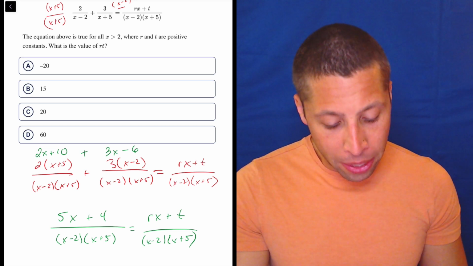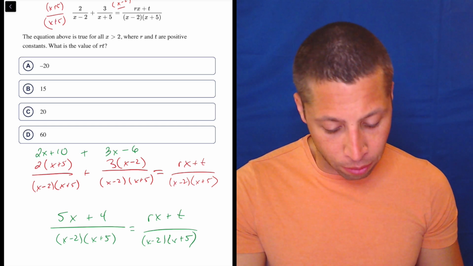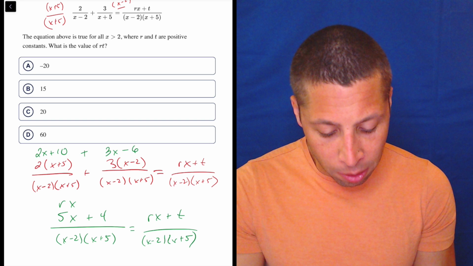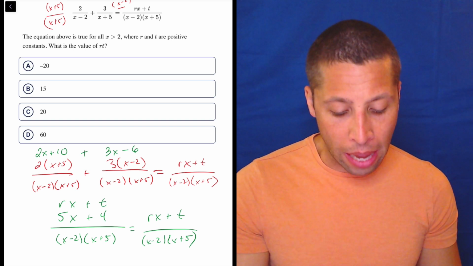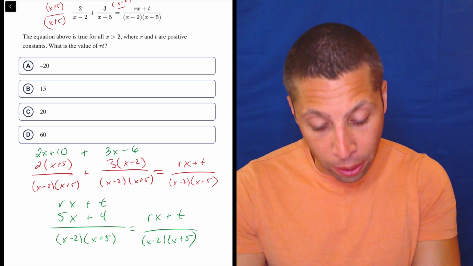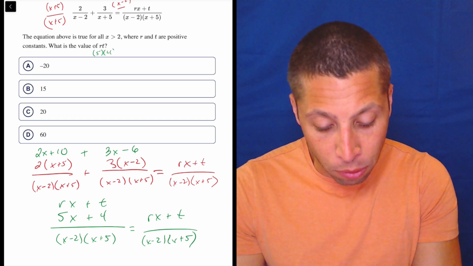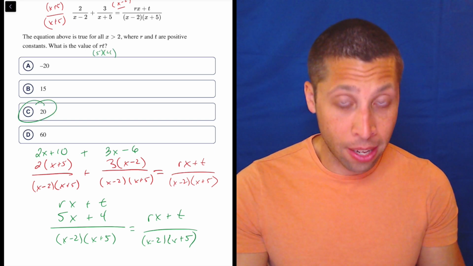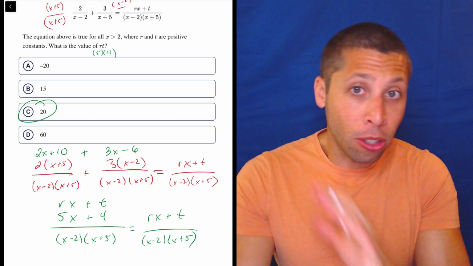I don't know. But now we have values of r and t, right? We can kind of just see that rx plus t matches up with this 5x plus 4. So r is 5 and t is 4. So what is the value of rt? That's 5 times 4, which is 20. And that's the answer. So it ends up not being so bad.